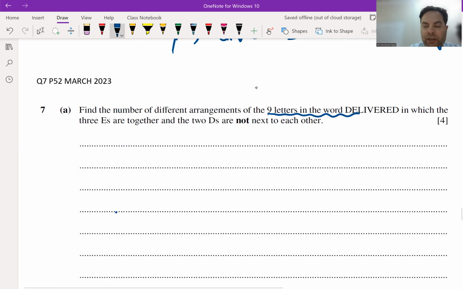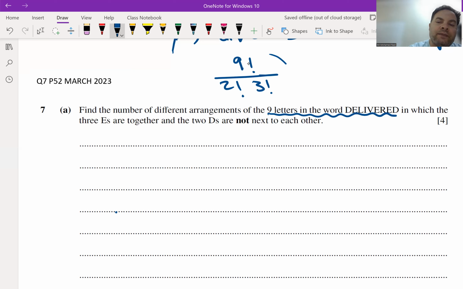Without any restriction, when I ask you to rearrange 9 letters, if they are different, it will be 9 factorial. But if there are repeated letters, you have to divide by their factorials. Like what? D is 2 letters, divided by 2 factorial. E, 3 letters, divided by 3 factorial. This is the final answer. You can simplify it. This is without restriction, but we have more restrictions in the question.